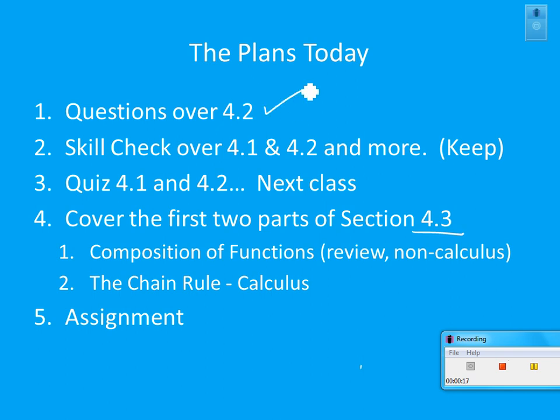I'll answer any questions that people had on section 4-2. I will give you a skill check over section 4.1 and 4.2. It should be easier than the worksheet that we had the other day, because what I'd like to do is come back next time and quiz you over section 4.1 and 4.2. So that would be the power rule, the product rule, and the quotient rule, and any type of applications I'd like to toss at you.